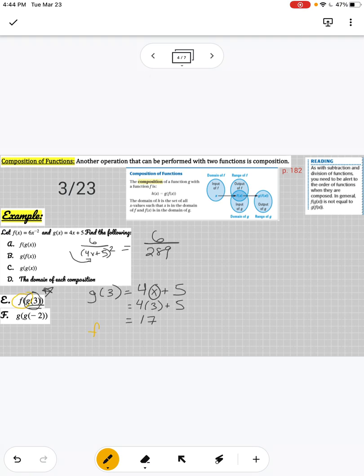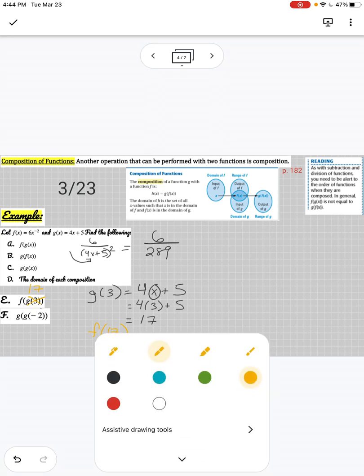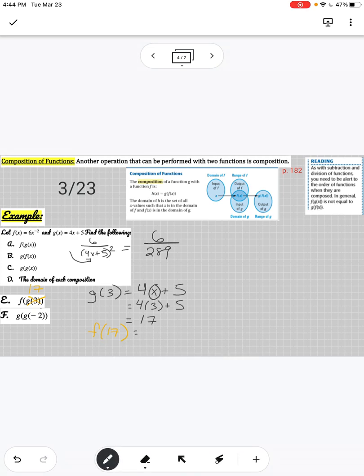So now what we have to do, I'm going to circle it in yellow for you, is find f of 17, because g of 3 has now become 17, right? And so now we would find that by taking that and putting it in f. So f says 6x to the negative 2. So we would replace the 17 in there. This would result in 6 over 17 squared, which is still 6 over 289.